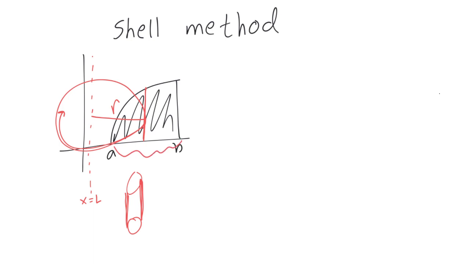So to summarize all that up, we're going to take the integral from A to B of this surface area of the cylinder, which is 2 pi times the radius times the height. And we're going to take that with respect to x.